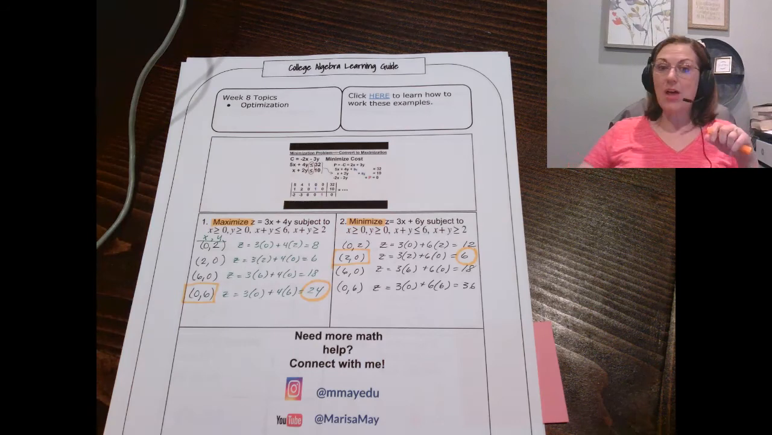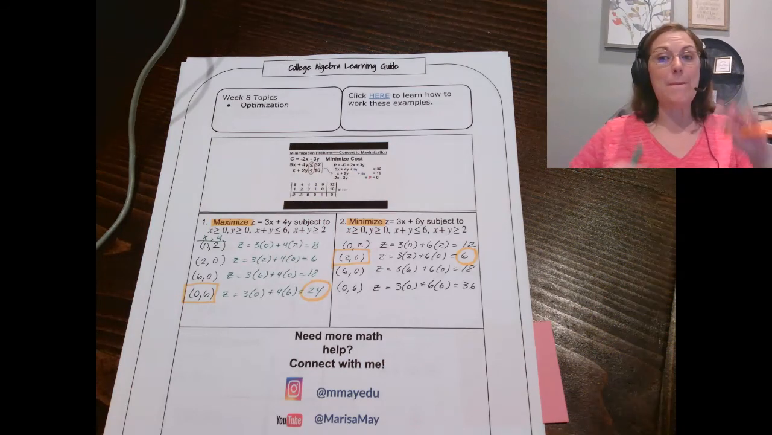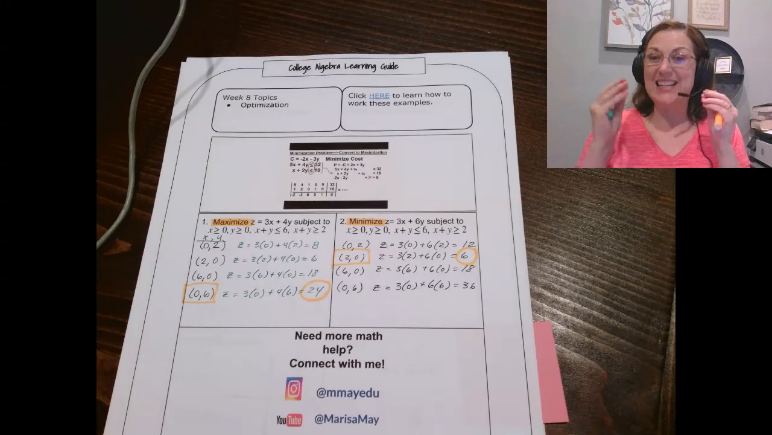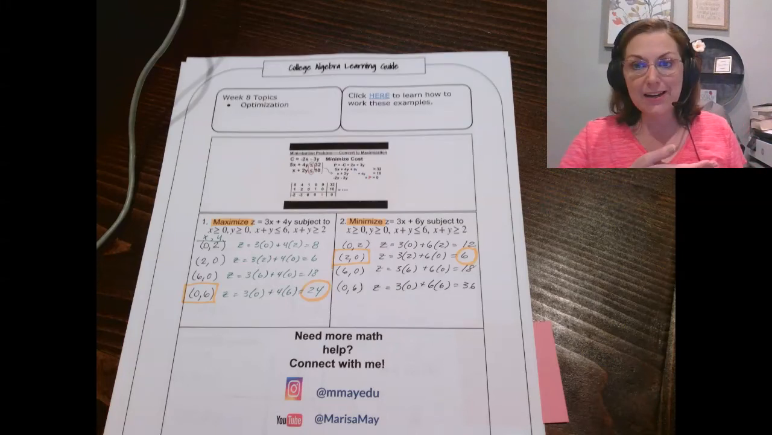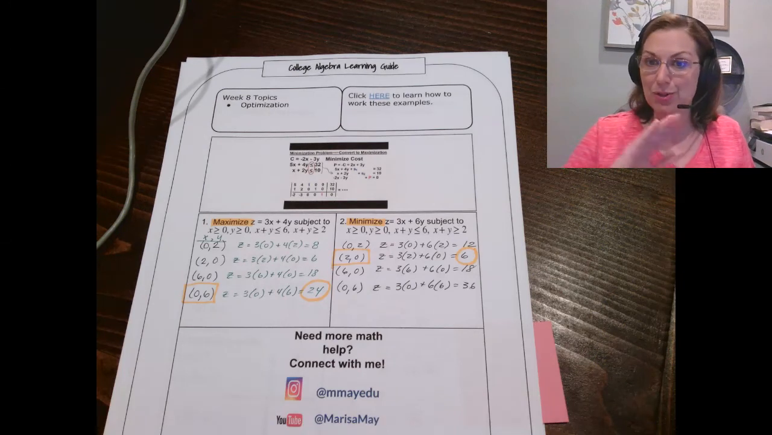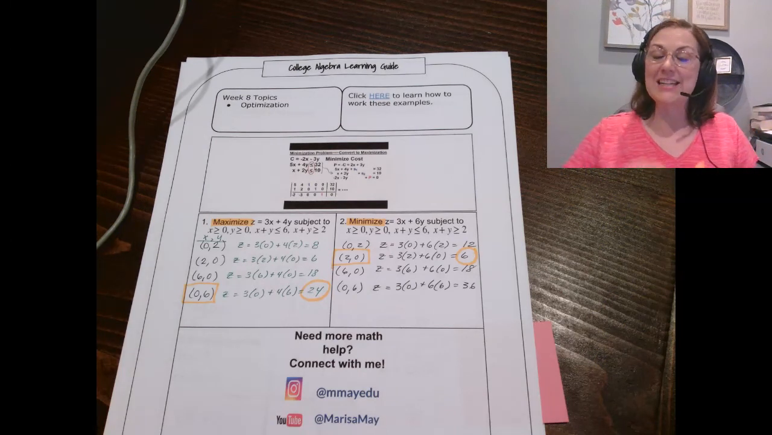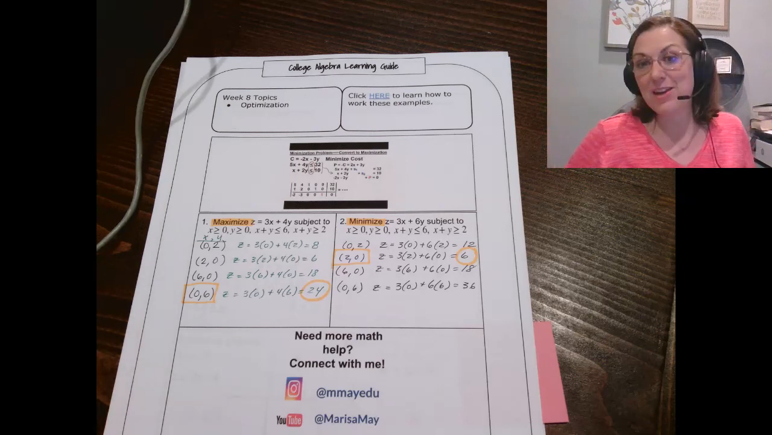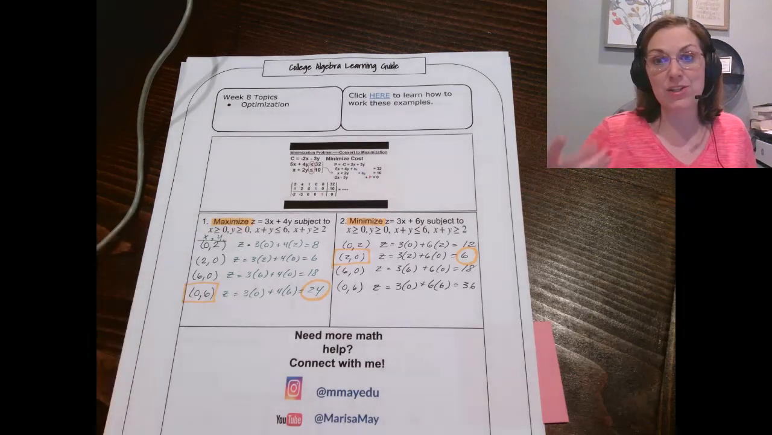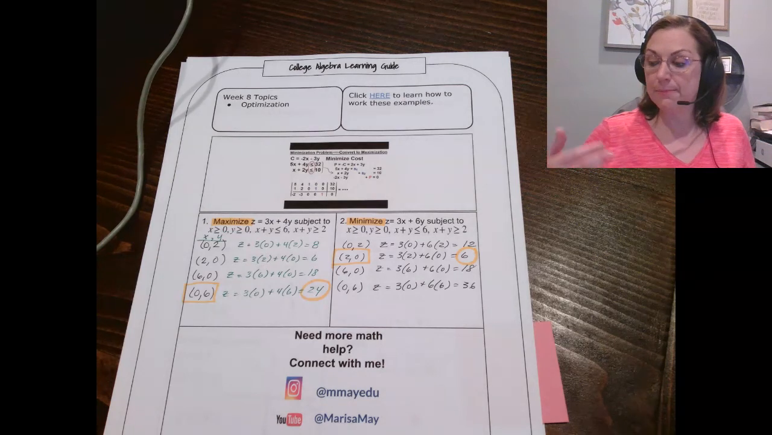So optimization really is about making something bigger or smaller. And it's that z equation we're trying to make big or small. Use your technology, use your Desmos to do your graphing and your shading, and to get those corners. You need the coordinates from those corners. And then you can plug into your z equation to see which one's going to be the biggest and which one's going to be the smallest.